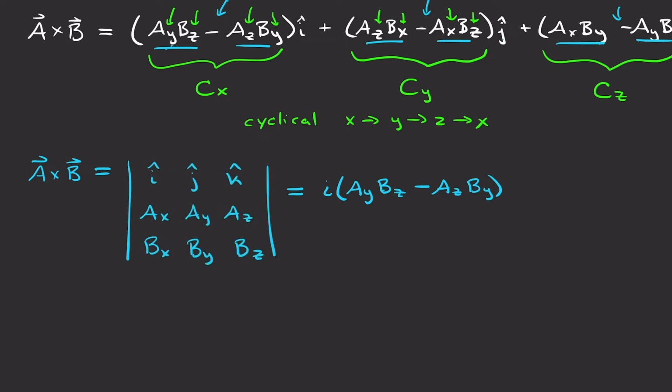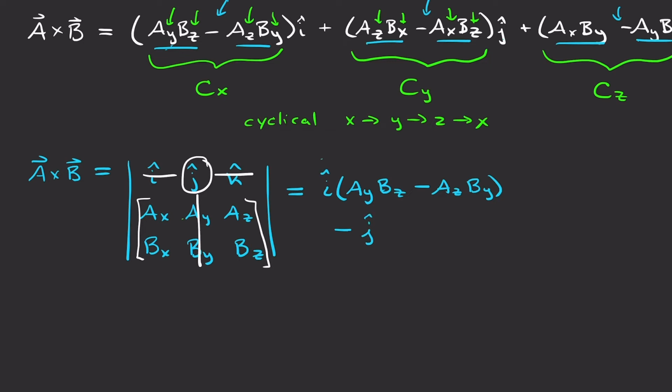Okay, so now we're ready for the second component. So we circle it, we cross out everything in that row and that column. And then we want to take the determinant of the next one in the same way, except notice now if we go from left to right, we go from x to z. That's not cyclical. We're supposed to go from x to y. So in order to account for that, we need to pick up a minus sign. Okay, so I'm going to put a minus sign in front of my j hat component.